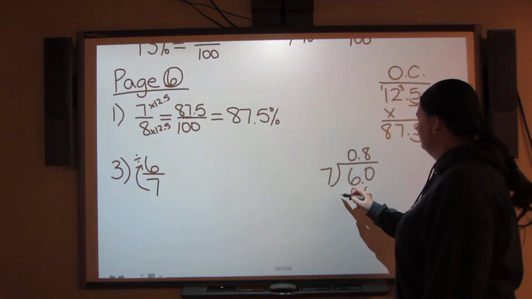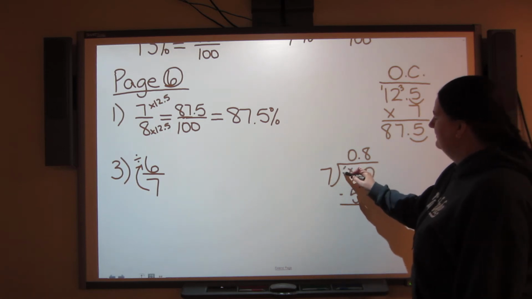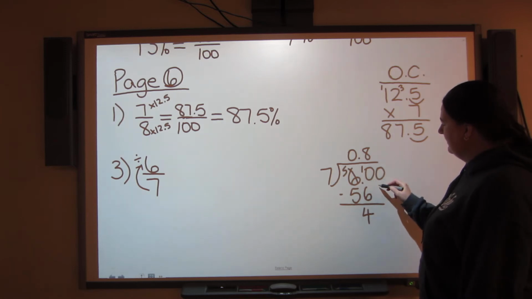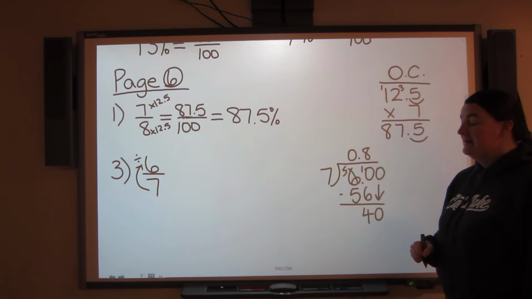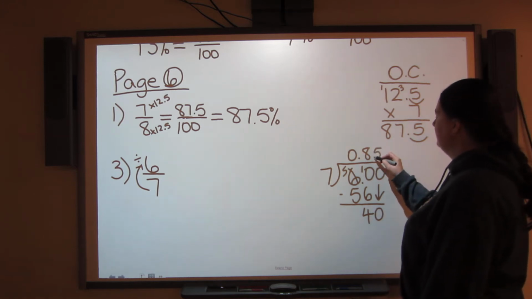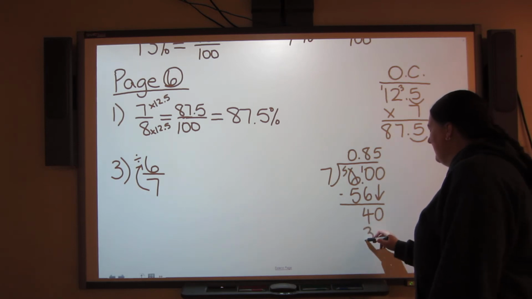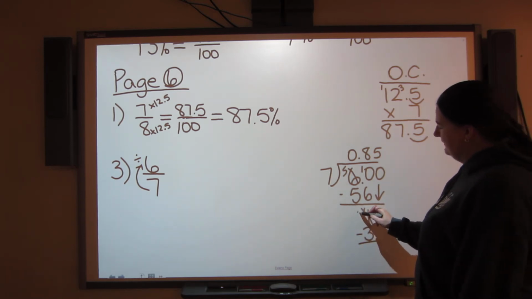56. Don't forget to borrow. 10 minus 6 is 4. I'm going to drop another 0 here, so now I've got 7 into 40. 7 can go into 40 5 times. 7 times 5 is 35. Don't forget to borrow.